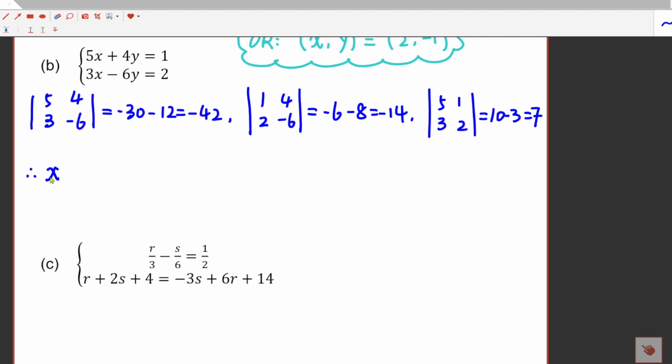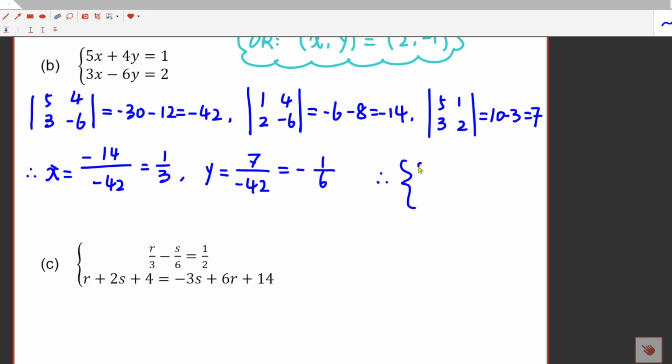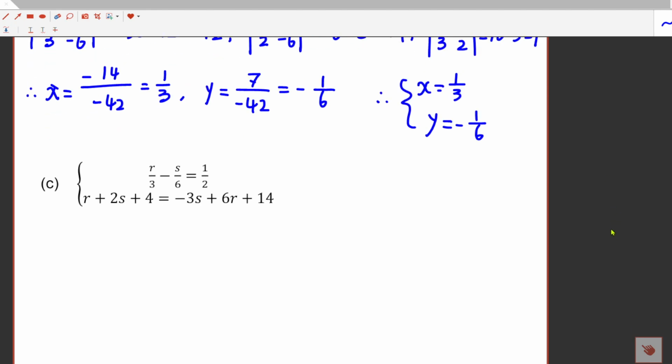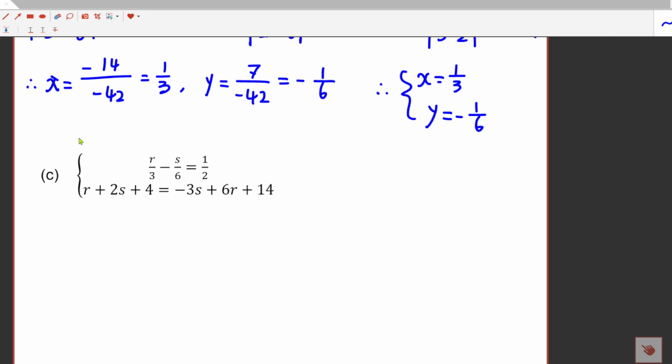Therefore, we know x equals -14 over -42, which is 1 over 3. And the second variable y equals 7 over -42, which is -1 over 6. Therefore, our final solution is x equals 1/3 and y equals -1/6, right? Any questions? All right, good. If no questions, let's have a look at the next one.